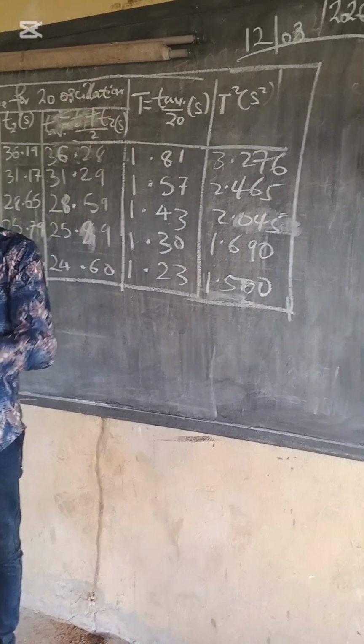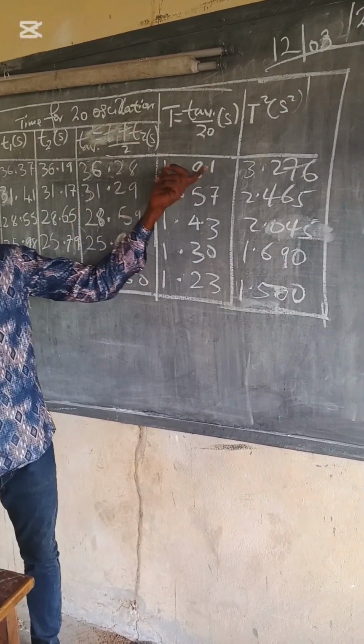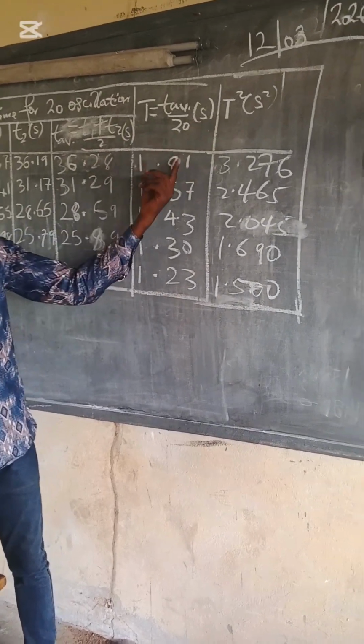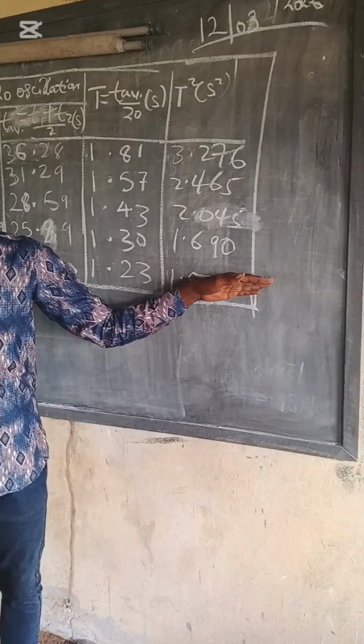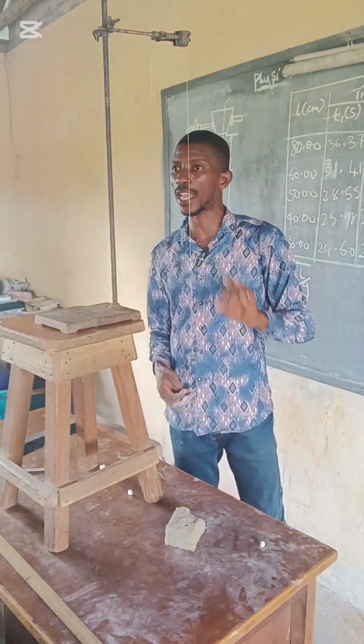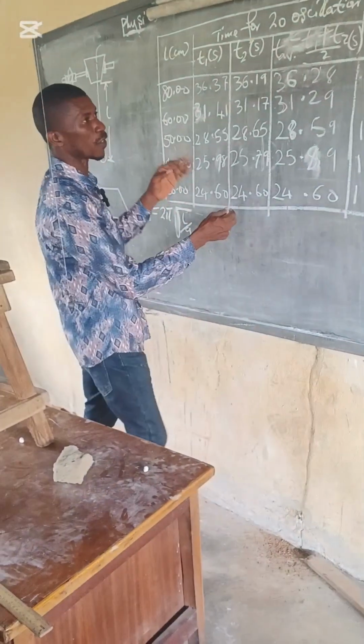Number of oscillations is 20. That will give us this. All this divided by 20 will give us this column. Then the square of this column will give us this. Now what we are going to do is to plot a graph of this square against L.